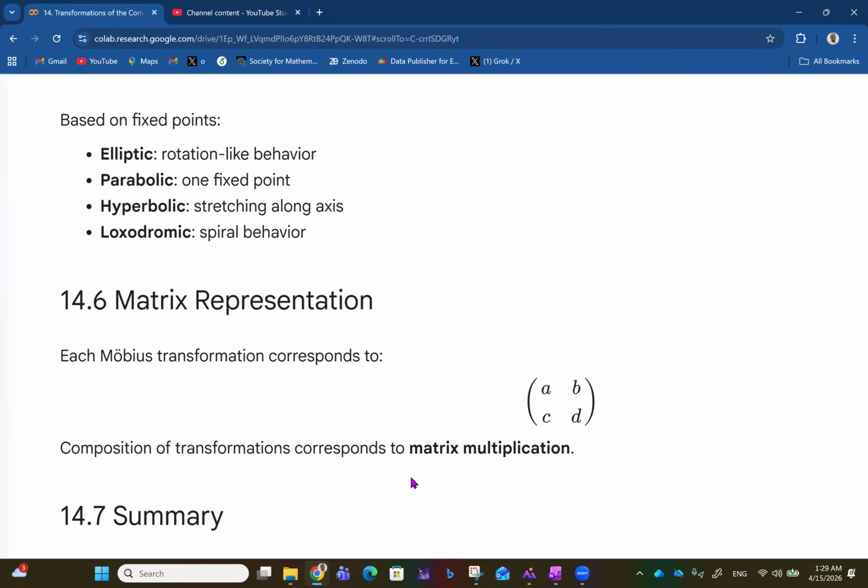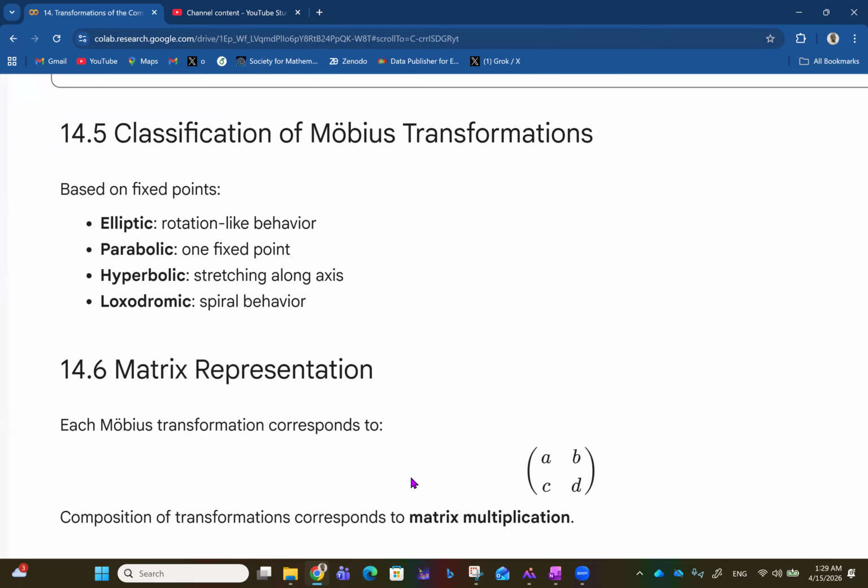Then we go on to talk about matrix representation. Actually, we can go very deep into Möbius transformations on their own, but we just want to touch on it briefly as a kind of intro. So for the matrix representation of Möbius, each Möbius transformation corresponds to a matrix A, B, C, D, and composition of transformations corresponds to matrix multiplication. So that's what we have there.